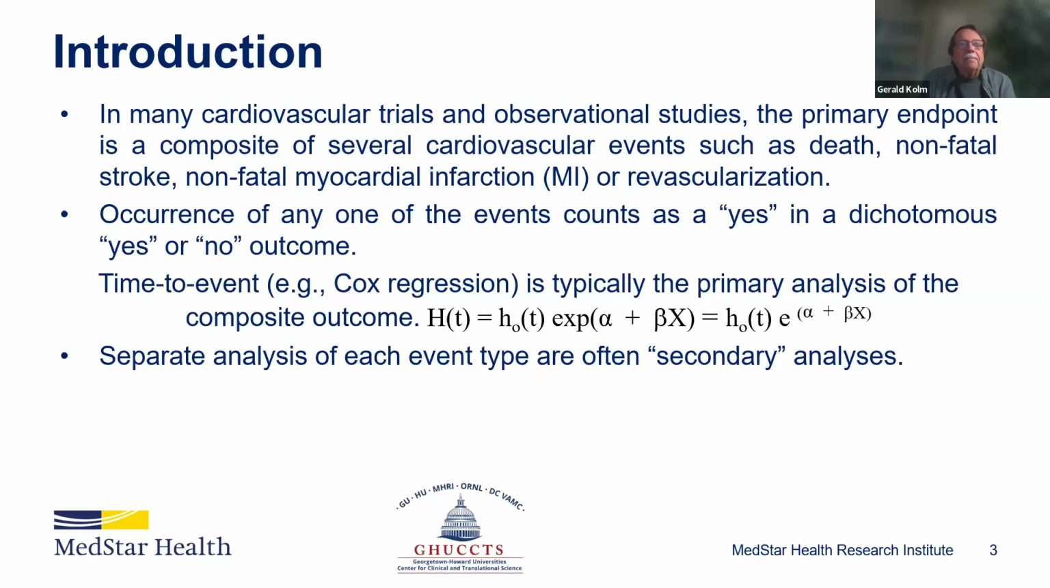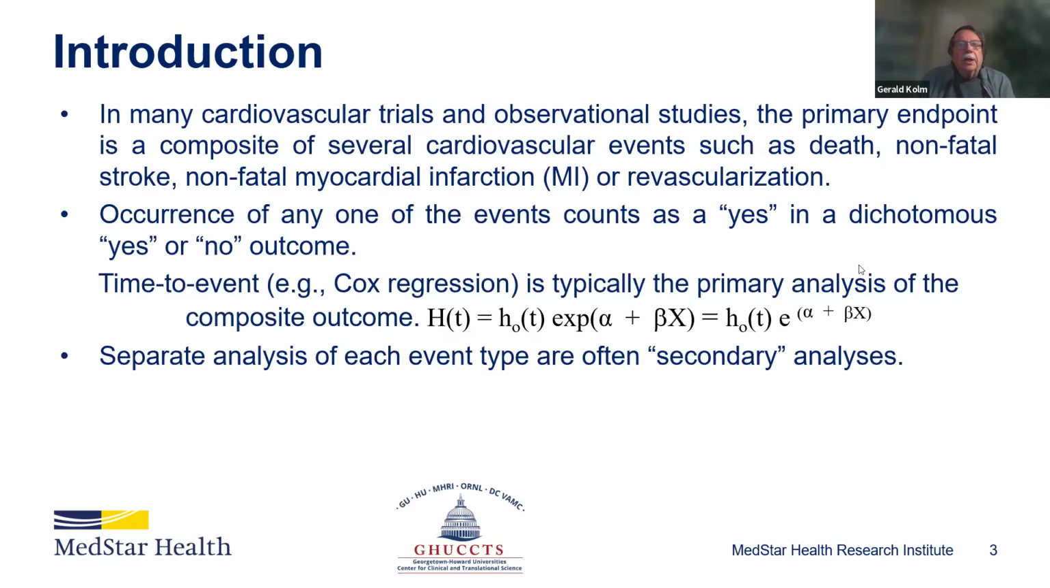And so typically time to event analysis are analyzed, in this case, by Cox regression. And essentially, Cox regression is similar to linear regression, where you have a regression equation that consists of an intercept term and then one or more covariates that you think might influence the outcome.